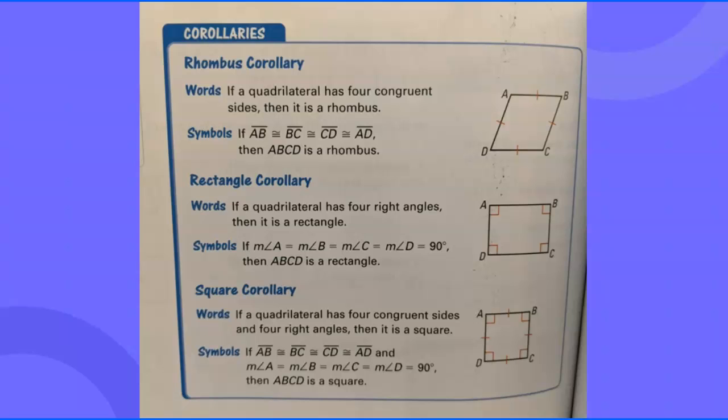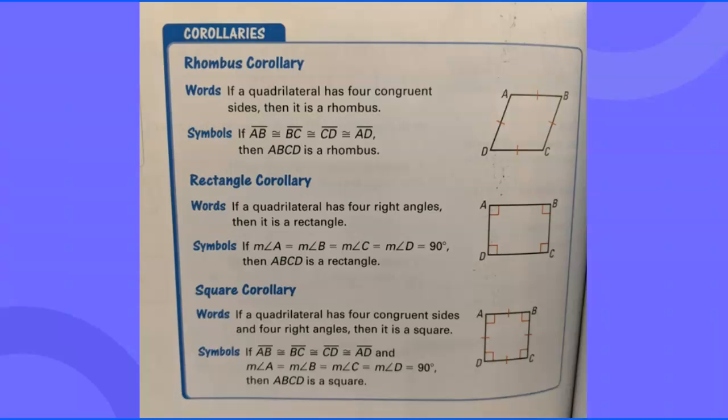And if you're like me, you want to know what things mean, well, you can look in your glossary, but a corollary is something that can be proven by a theorem. So let's take a look at these. We have the rhombus corollary. If a quadrilateral has four congruent sides, then it is a rhombus.